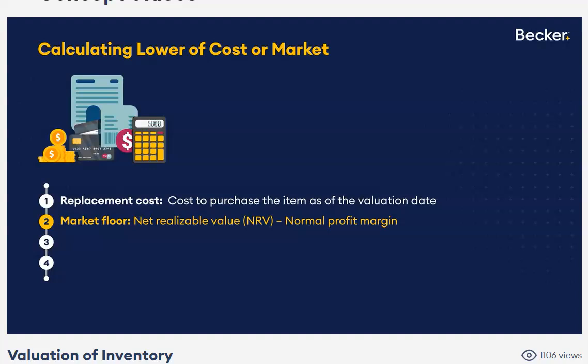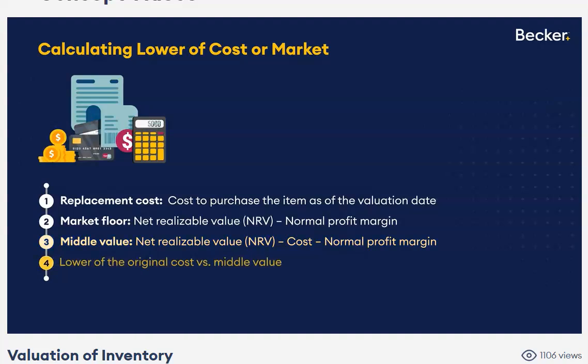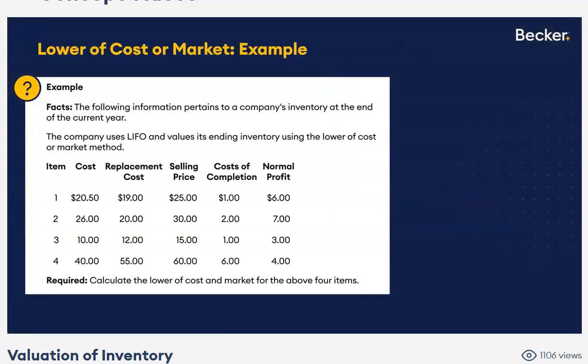So you'll have replacement cost, your ceiling, which is your net realizable value, selling price minus cost to sell. Then you'll calculate your floor, which is your net realizable value minus a normal profit. Step three is find the middle of those three values. Then your last step is the lower of the original cost versus that middle value, which is the market. Easiest understood with an example, so let's do it.